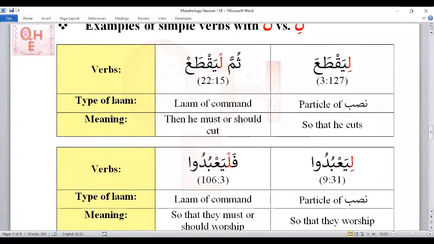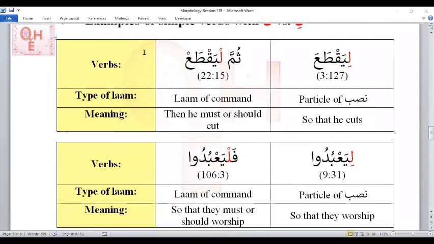Okay. So we have two sets of examples here. I have two tables here and we're going to read them horizontally. So first row is verb, second row is type of lam, third row is the meaning. So let's look into the first verb. Thumma yaqta. Okay, so over here, right after thumma, I see lam sakina. That means this is lam of command and this whole verb is the command verb. How about the verb in the next column? ليقطع. Okay, over here I see lam kasra clearly. So this is not a lam of command. Okay, this is a nasb particle.